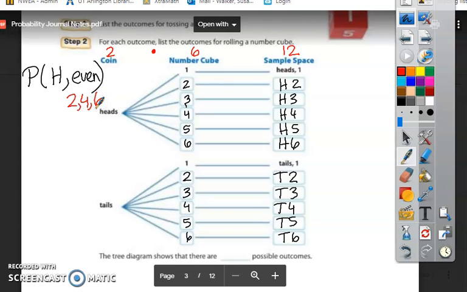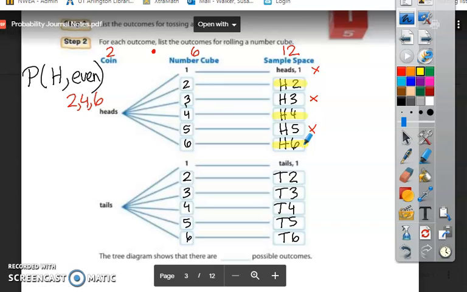Okay? So what I want to do is find everything that's heads with an even. So heads with a 1, nope. Heads with a 2, so that's heads even. Heads with a 3, that is not even. Heads with a 4, that works. Heads with a 5, nope, because 5 is odd. I need even. And heads with a 6, this is even. Okay? So right now, I have 1, 2, 3 outcomes.